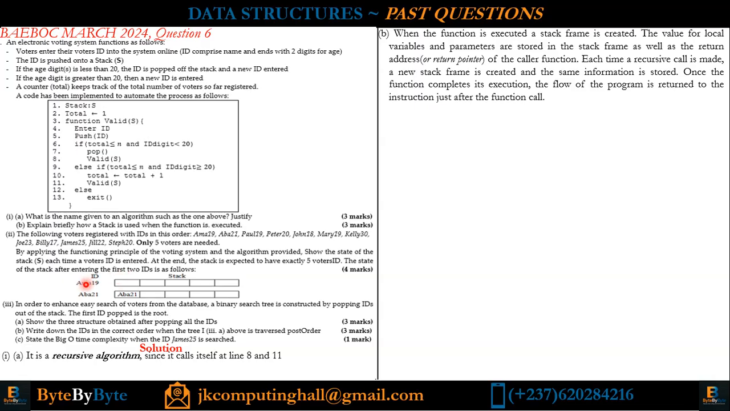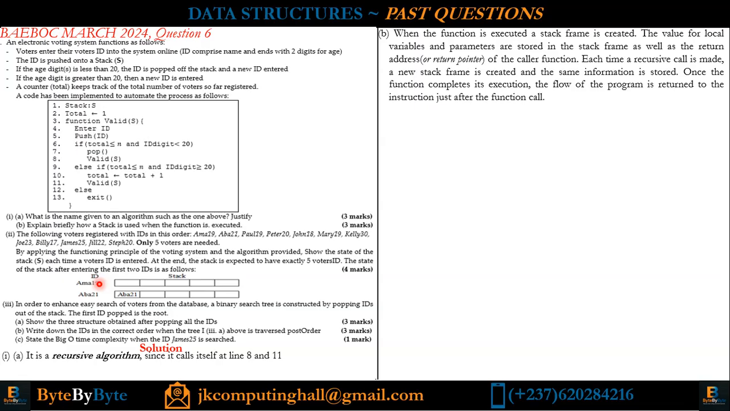That's why upon adding Anna, the stack remains empty, because 19 is below 20, so we don't insert. And Abba 21. 21 is above 20. That's why it is inserted. I hope you're understanding. So if the last two digits are below 20, you are not inserted in the stack, whereas if it is above 20, that is when you get inserted into the stack. That is what we have.